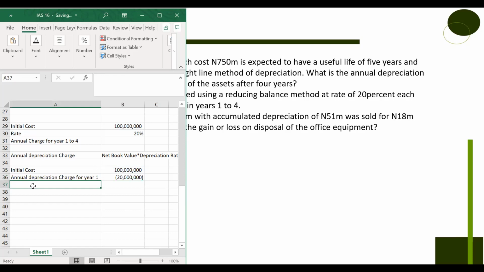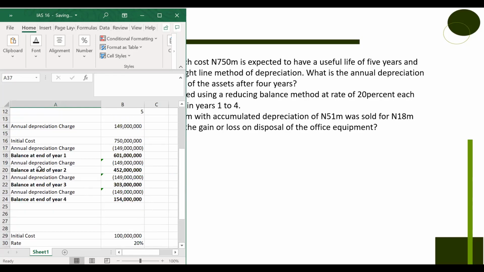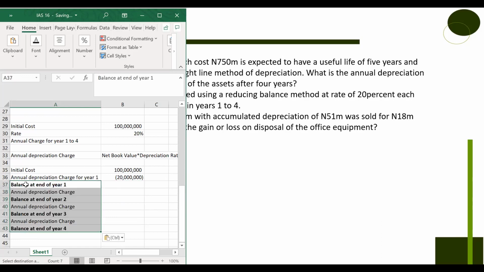What will be our balance at the end of year 1? 20 million minus 100 million. 80 million. Thank you. So this is what we call our net book value, or our carrying amount at the end of year 1. Am I making sense? Should I continue?